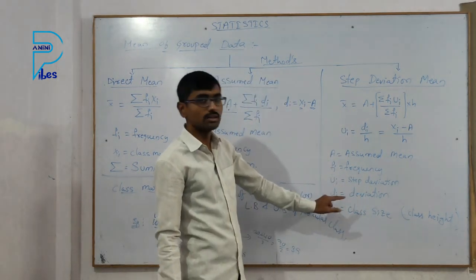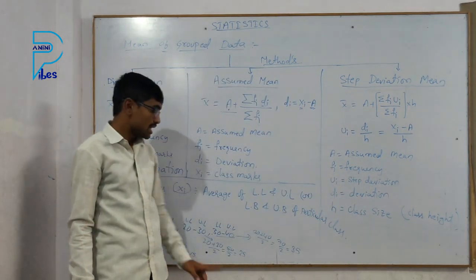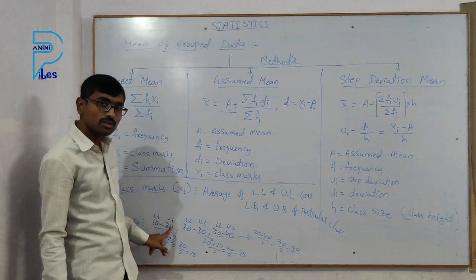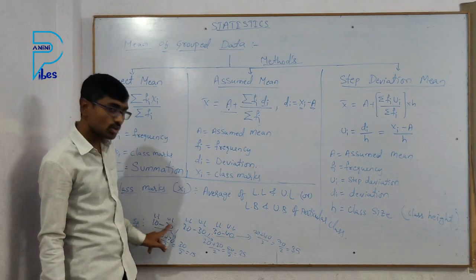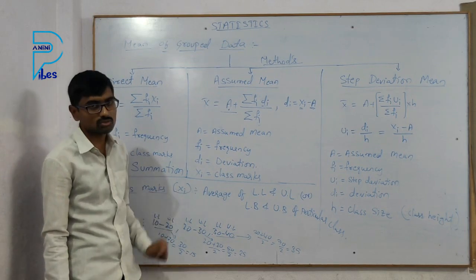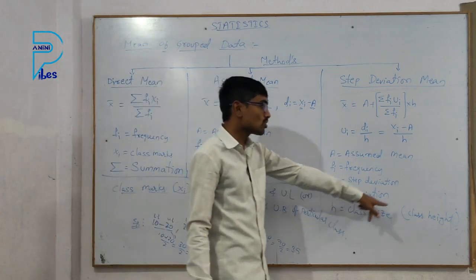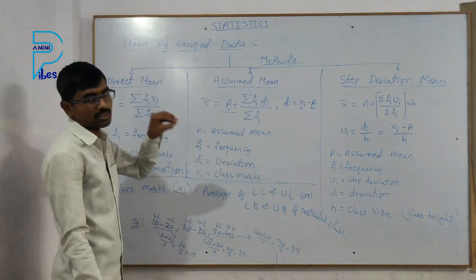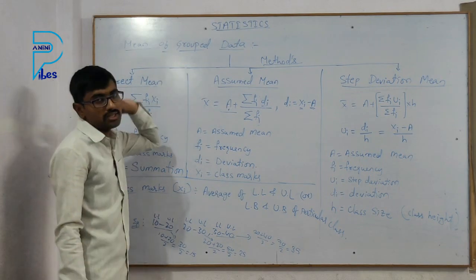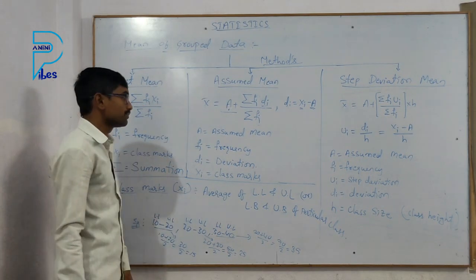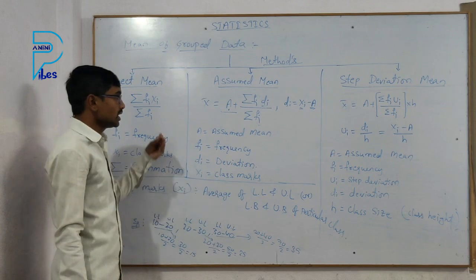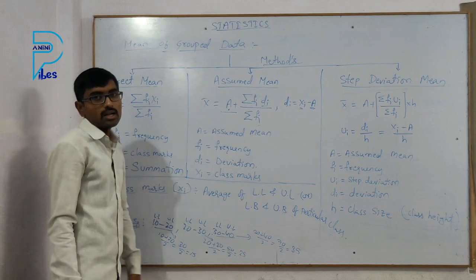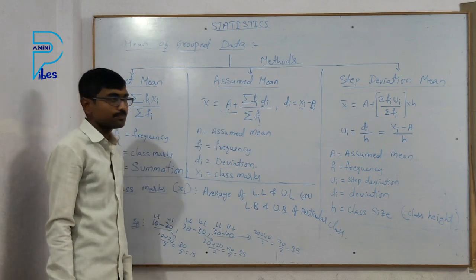Till now I have told you what class size is: the difference between class intervals. Okay, the common difference in the intervals is called class size. It is also called class height. Okay, so these are the three methods by which we can find the mean of grouped data. We will be doing problems on each and every formula so that we can understand easily.